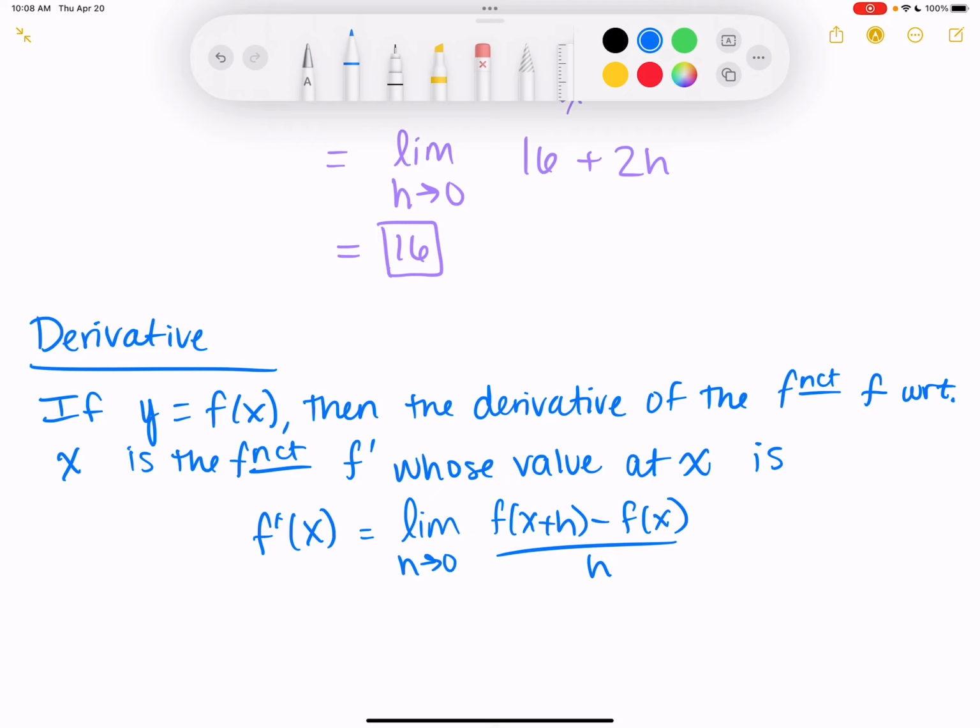So these ones are generic. The other ones that we've done are at a point, where they give you basically what's getting plugged in. These ones do not. And obviously this is for all values of x where the limit exists.